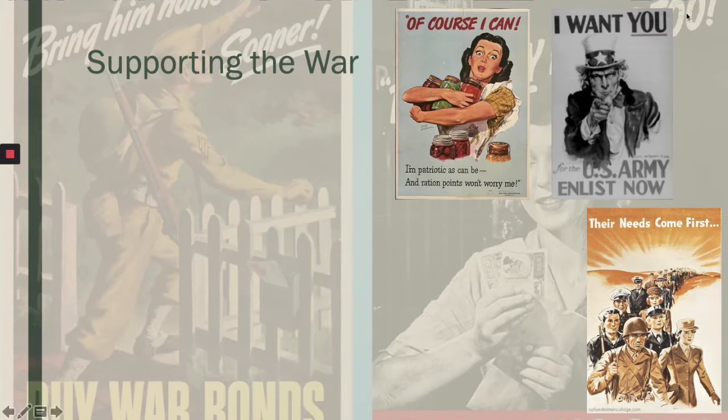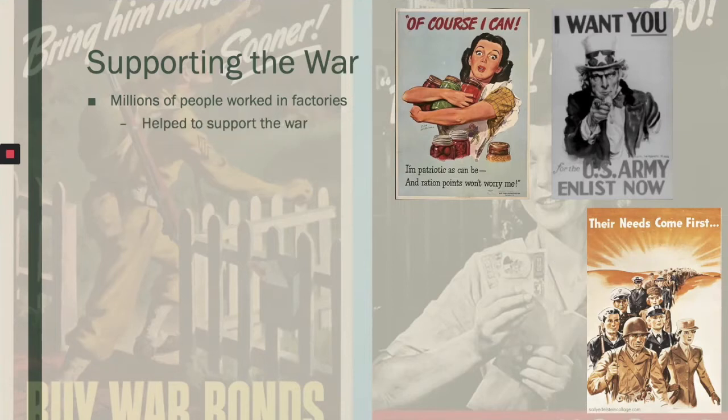The Army was putting out advertisements, trying to get people to enlist into the Army. And here you can see another poster saying that our soldiers' needs come first. So millions of people were working in factories to help support the war. You had 7 million women that start working. And in these factories, they would create things that we need for the war, like weapons, ammunition, supplies, first aid equipment, things like that during World War II.